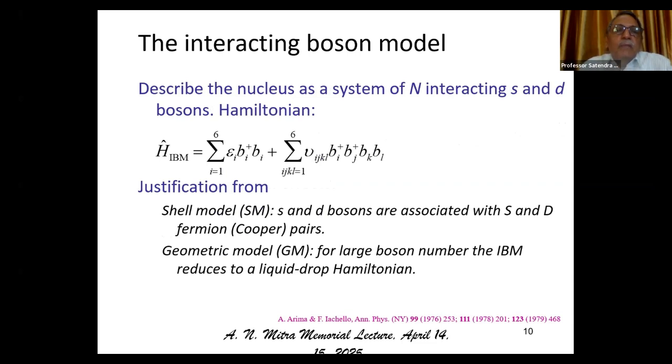Interacting boson model. It describes the nucleus as a system of n interacting s and d bosons. The Hamiltonian is H_IBM as written here. And it is justified from the shell model as well as the geometrical model.